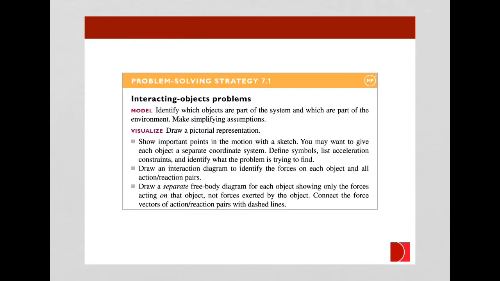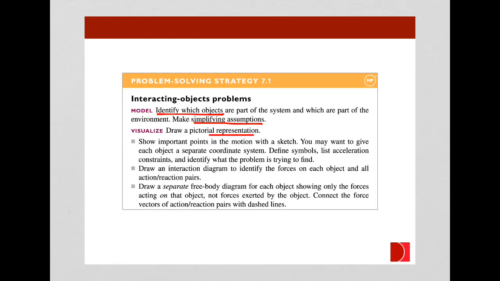So to round out our problem-solving skills using forces, we begin by identifying the objects that we're interested in: which objects are the system in question, whose motion we're trying to understand, and which objects are part of the environment and are around but are not part of what we need to do. We can make simplifying assumptions. For example, if a block is moving across a table, we can assume acceleration is only horizontal and that vertical acceleration would be zero in that sort of situation.